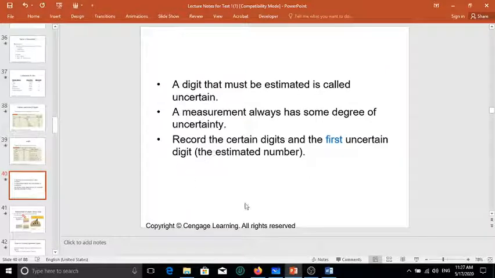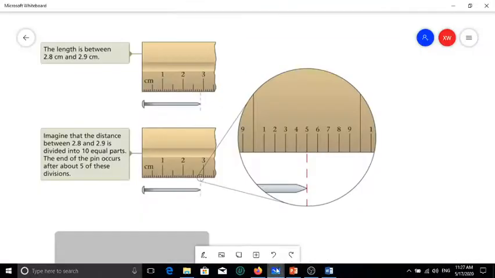Okay, so what does that mean? Okay, we're going to use a few examples to explain this. So for instance, this is a ruler. We're trying to measure the length of the snail, okay? So you can see this ruler is in the unit of centimeter here. Okay, that means that these numbers represent centimeters.